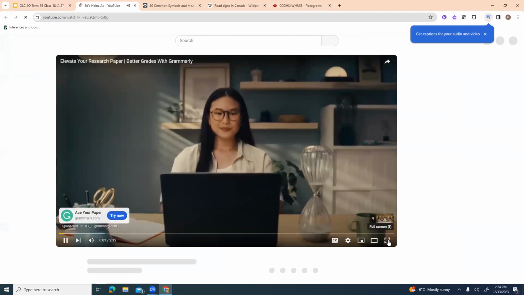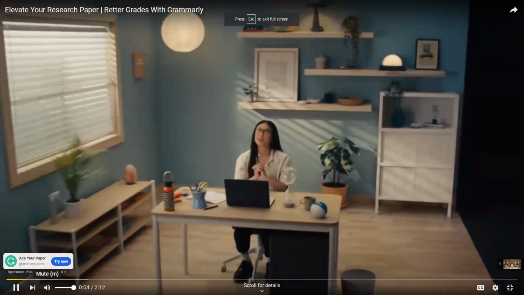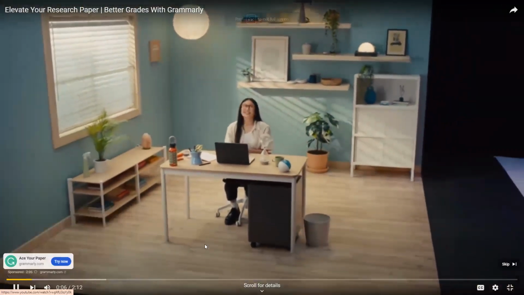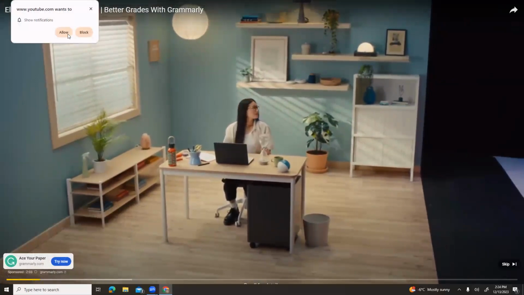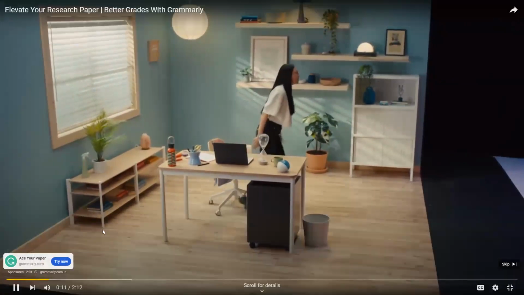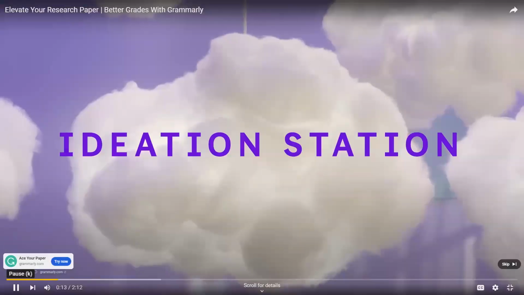In a world where academic deadlines meet the blank page. Grammarly? Hi, yes. With Grammarly by your side at every step of the writing process, you can feel confident submitting a top-notch paper. Welcome to Ideation Station.